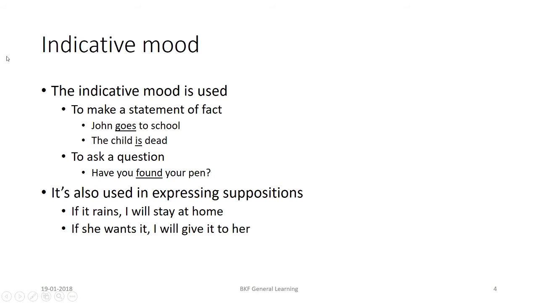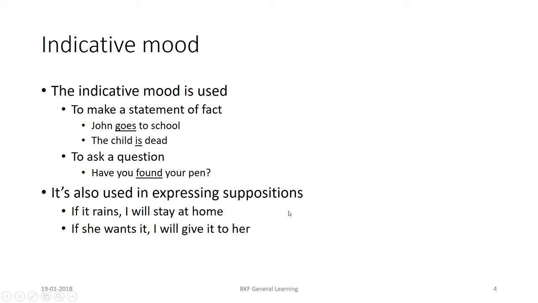First, indicative mode. The indicative mode is used to make a statement of fact, like John goes to school, the child is dead. So in both of these sentences, we are expressing a fact. To ask a question, have you found your pen? So to ask a question, indicative mode is used.